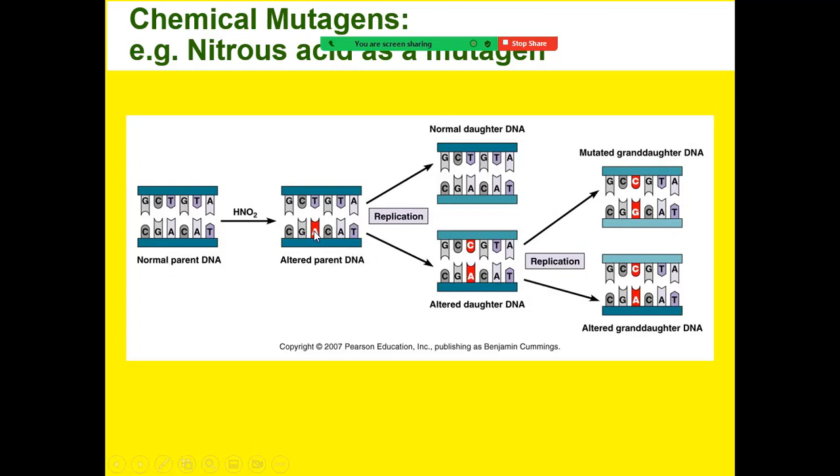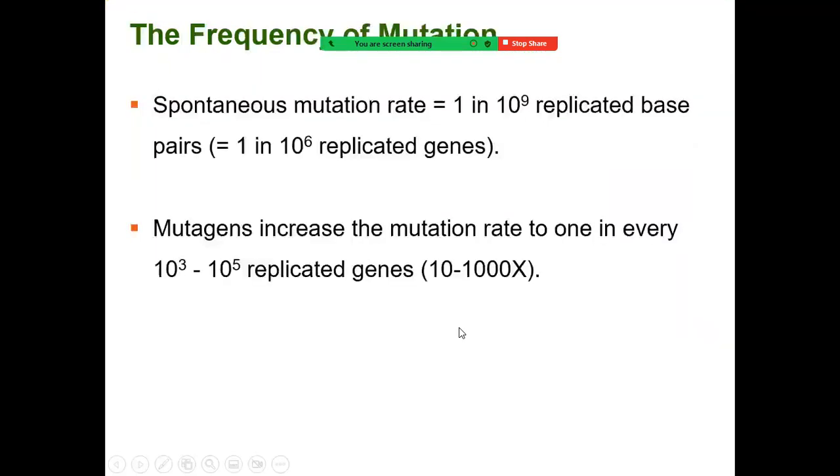And that is how a chemical mutagen, such as nitrous acid, can mutate the DNA. It alters this A, so it no longer binds as A, and it's actually read by the polymerase as a G, and then it puts the wrong base there. Any question about any of that?